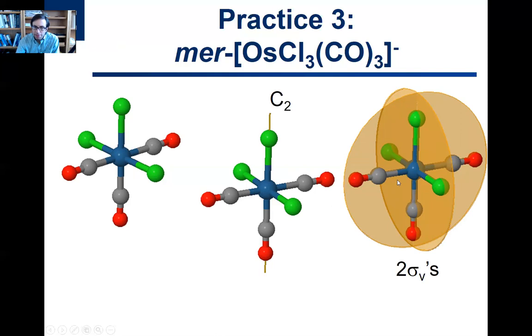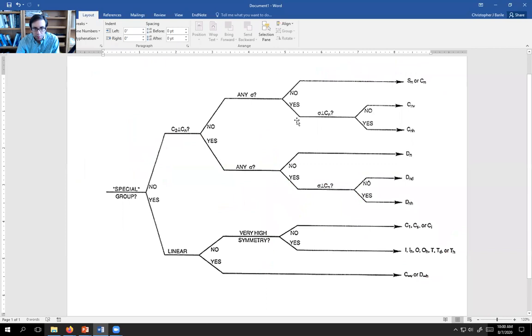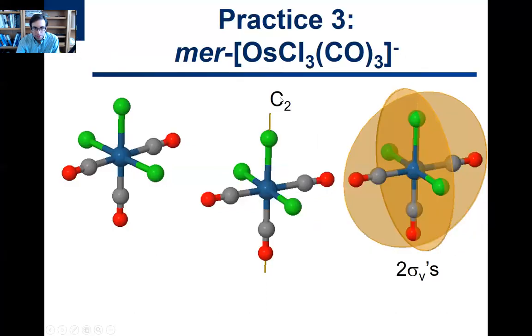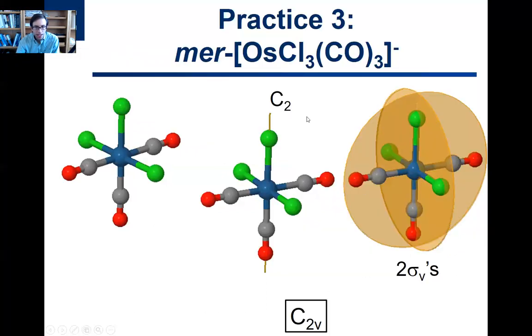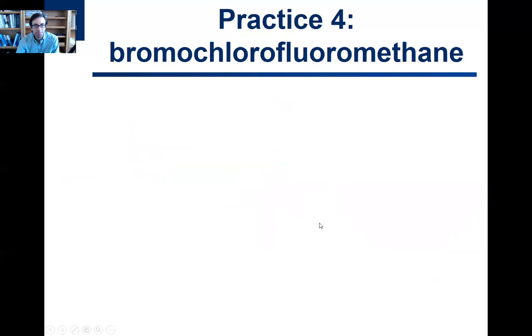All there is left that you can find other than identity is these 2 sigma v's, vertical mirror planes. Why are they vertical? Because they contain the C2 and they go through the atoms, right? They're not sigma d's because they're not bisecting atoms. And so yes, there are mirror planes, but there are no mirror planes perpendicular to the C2. So that got us to no, so that got us to Cnv. And so n was 2, so C2v.